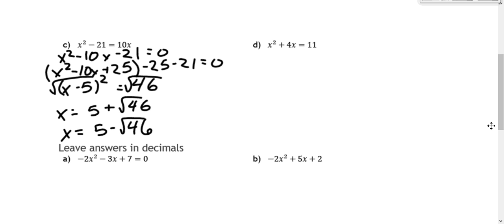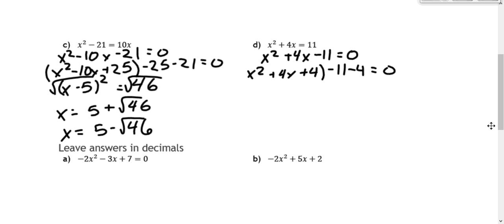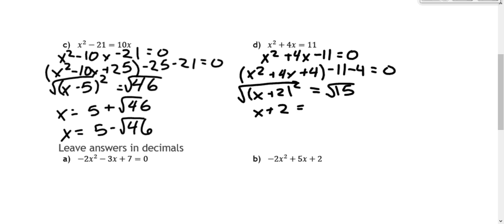Let's do this one. So then x squared plus 4x minus 11 is equal to 0. x squared plus 4x plus 4, negative 11 minus 4 is equal to 0. x plus 2 squared is equal to 15. Square root. x plus 2 is equal to plus or minus the square root of 15. So x is equal to the square root of 15 minus 2, or x is equal to negative square root of 15 minus 2.